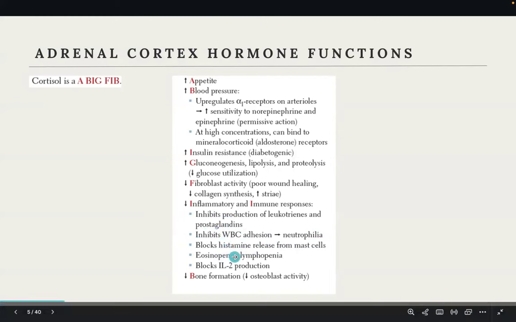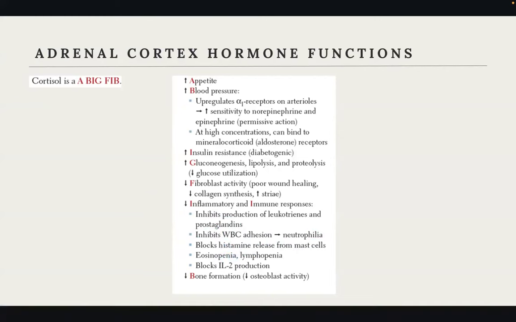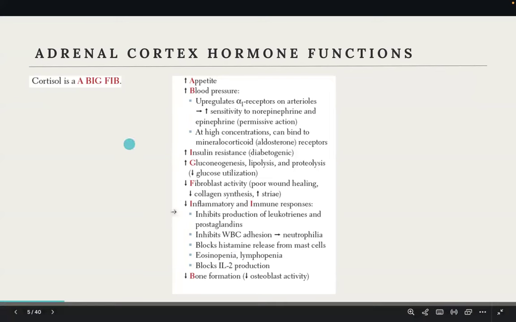Now for histamine, it is released from mast cell granules. You guys should know that from FND. This is why cortisol sometimes is used for patients with asthma. With asthma, you have release of histamine. This is going to cause bronchoconstriction and difficulty breathing. If I am giving cortisol, I'm inhibiting the release of that mast cell histamine and causing bronchodilation and relief for the patient. So this is why cortisol is used in asthma.